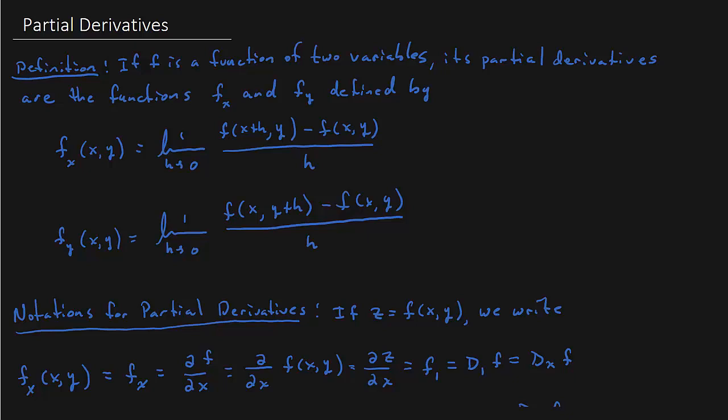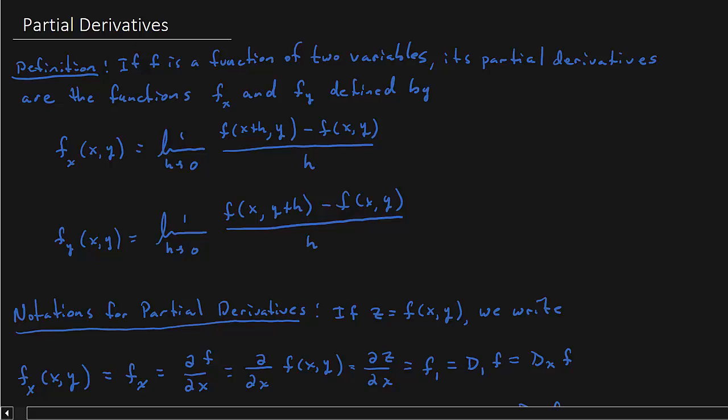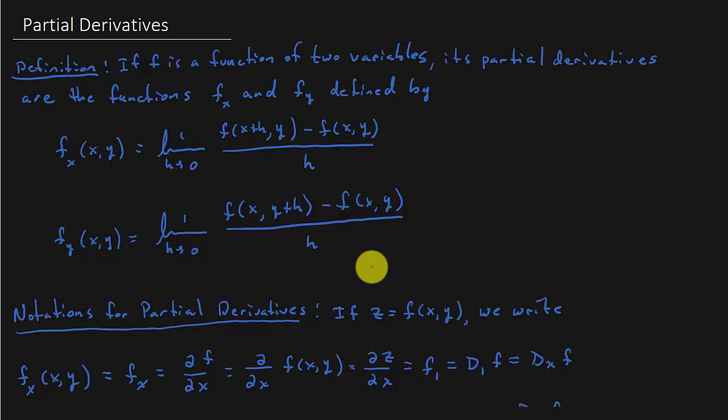It says if f is a function of two variables, its partial derivatives are the functions f_x and f_y defined by f_x of (x,y) is equal to the limit as h goes to 0 of f(x+h, y) minus f(x,y) over h, and f_y of (x,y) is equal to the limit as h goes to 0 of f(x, y+h) minus f(x,y) over h. All right, so that's finding the partial derivative using the limit. We're not going to work any problems like that, but there you go.